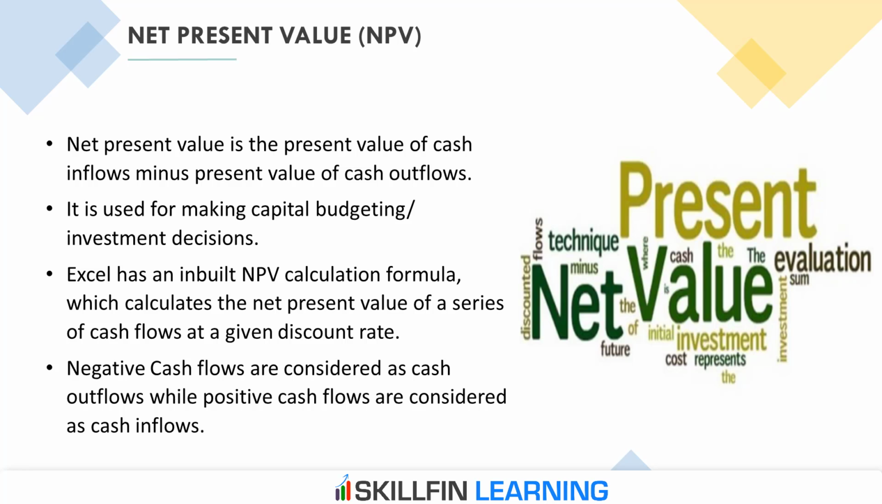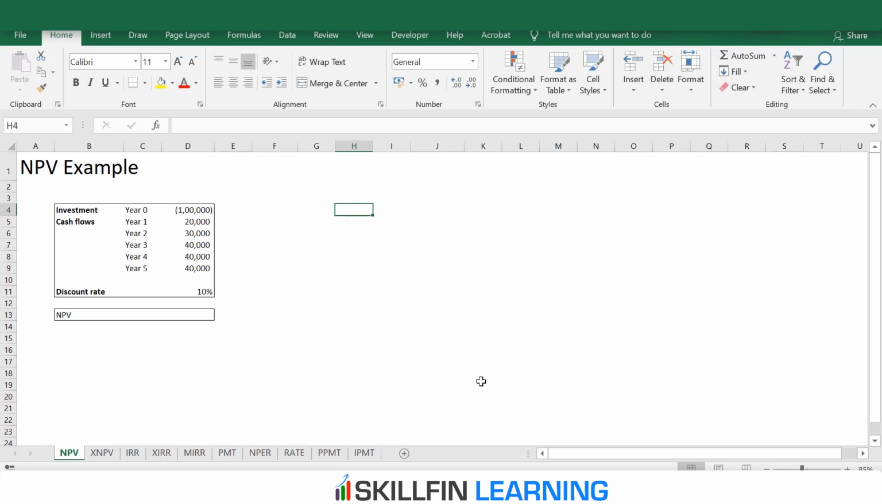Excel has an inbuilt NPV calculation formula which calculates the net present value of a series of cash flows at a given discount rate. Negative cash flows are considered as cash outflows, while positive cash flows are considered as cash inflows. Let's look at an example.